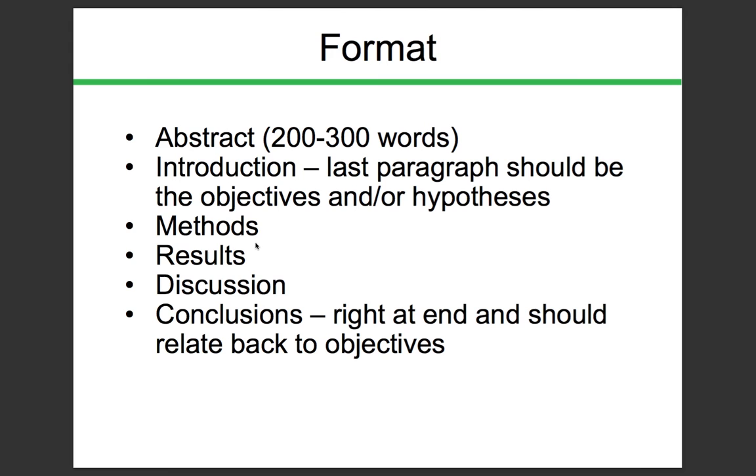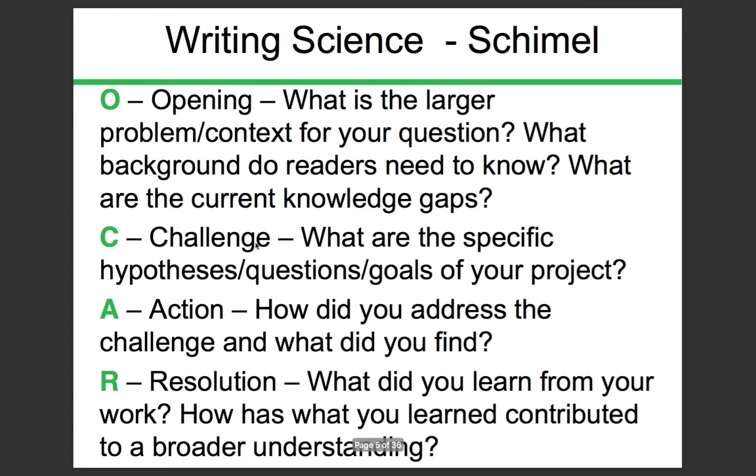So our final papers in this course should read like any scientific paper. We should have an abstract, a summary, an introduction, where the last paragraph should be about the objectives and your hypotheses. We should have the methods, followed by the results, the discussion, and then within the discussion should be a short conclusion right at the end, and it should really relate back to the objectives you defined in the last paragraph of the introduction and your conclusions about those.